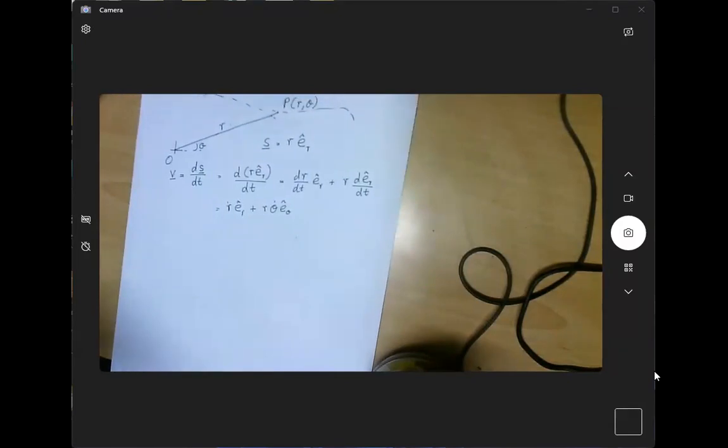So this is the velocity of a particle in polar coordinates.